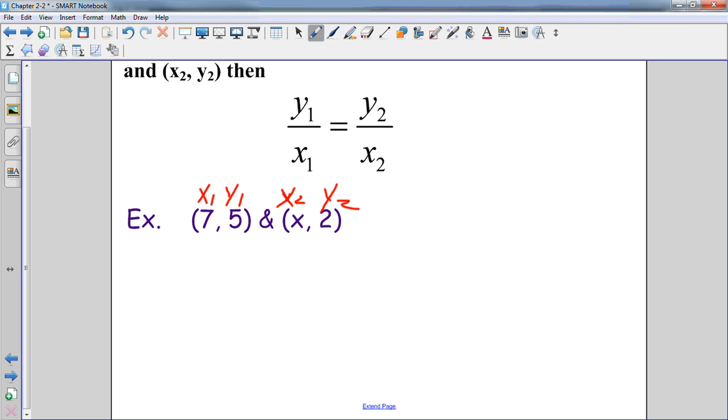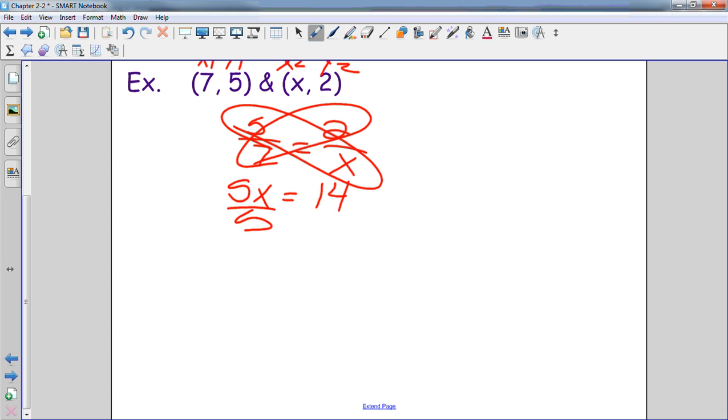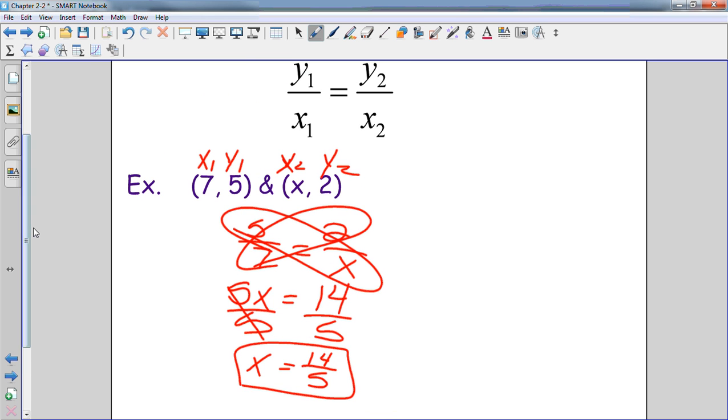I can plug them into my proportion, so I'm going to have 5 over 7, that's my y over x, 5 over 7 equals 2 over x. And then I can cross multiply. So I have 5x equals 14, divided by 5, x equals 14 over 5. Any questions? Given 2 points where you're missing one of the x values, you can set up your proportion if it's direct variation, and you can find your x value. Not too difficult? Okay so far?